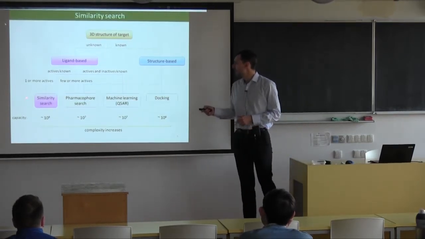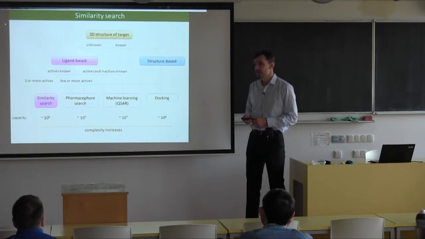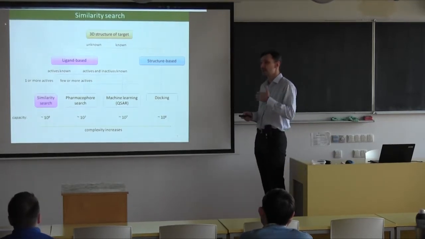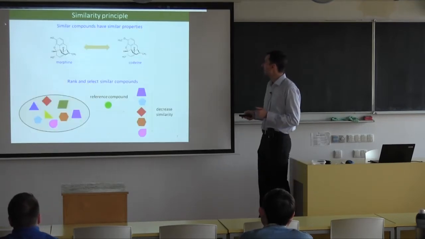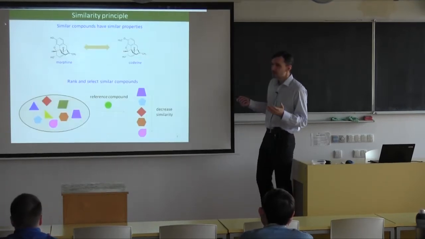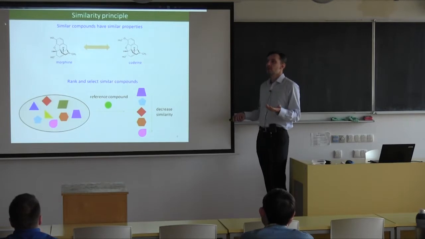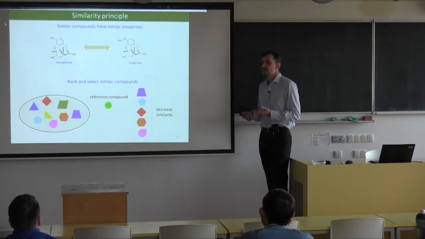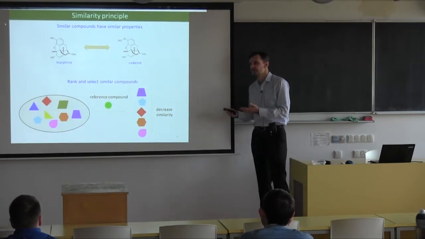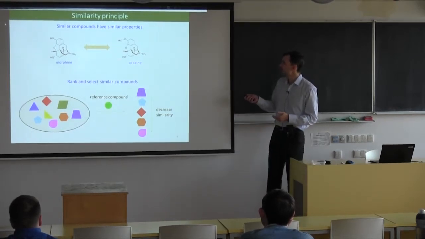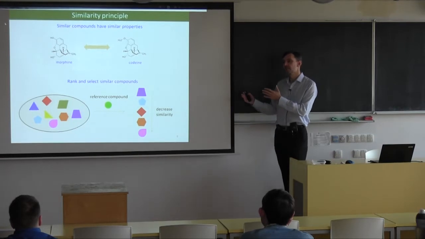First, we will focus on the similarity search. This method can be applied if you have just one active compound. That's enough. The general principle is quite well known. This is the similarity principle: similar structures should produce a similar biological effect. So these compounds are quite similar and they have quite similar biological effects.